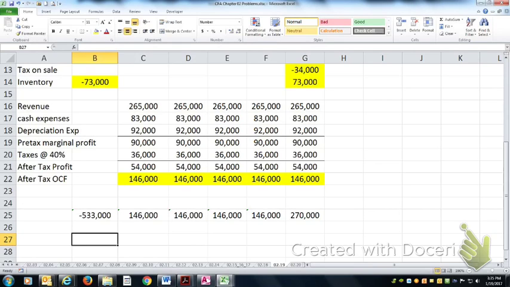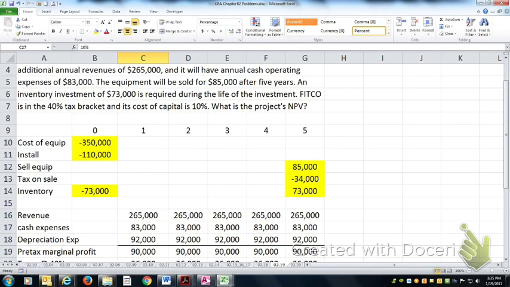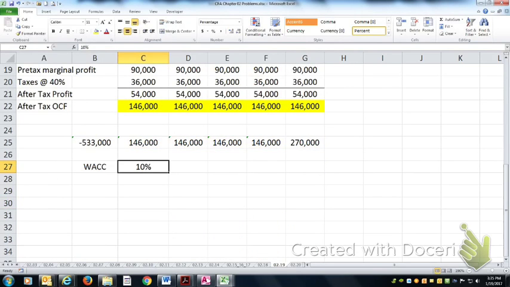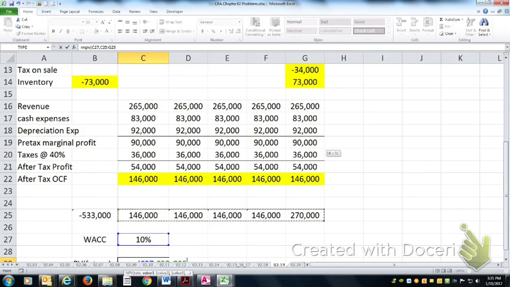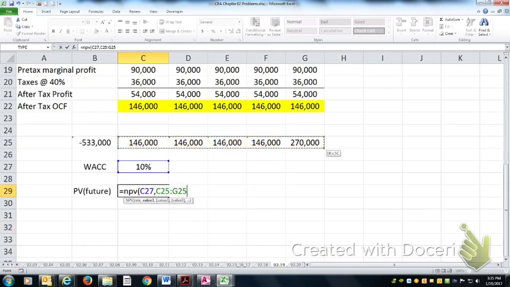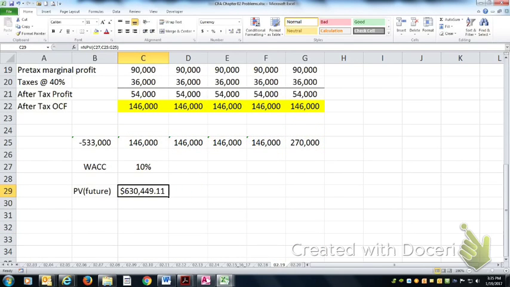And now if I'm calculating the NPV, the weighted average cost of capital, or my discount rate is 10%, and that's given in the problem up here. The cost of capital is 10%. The present value of the future cash flows, NPV at 10%, and that's the cash flows from period 1 through 5. The present value of those is $630,000 and change. The initial outlay is the $533,000.